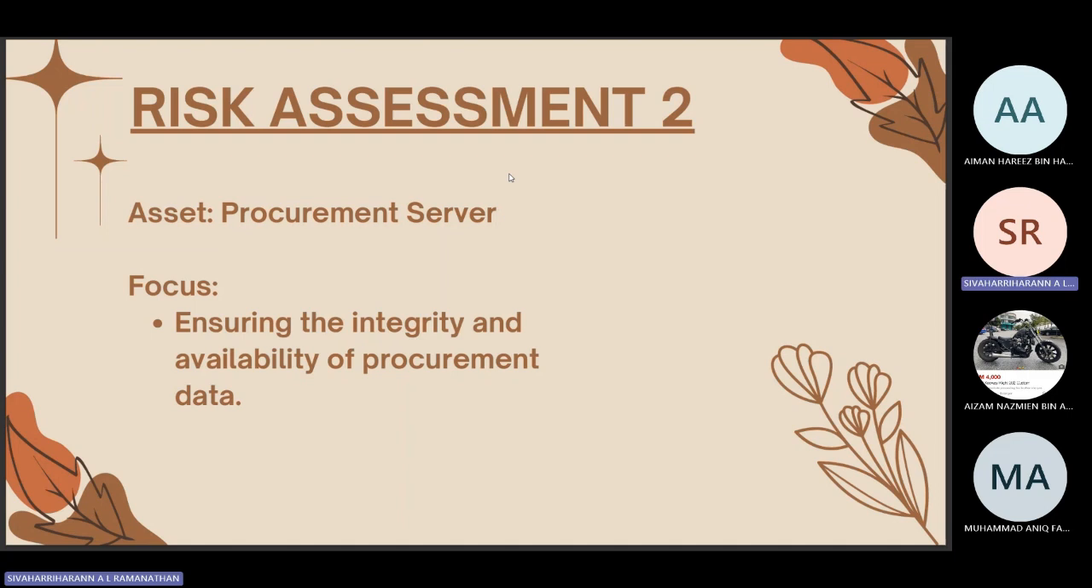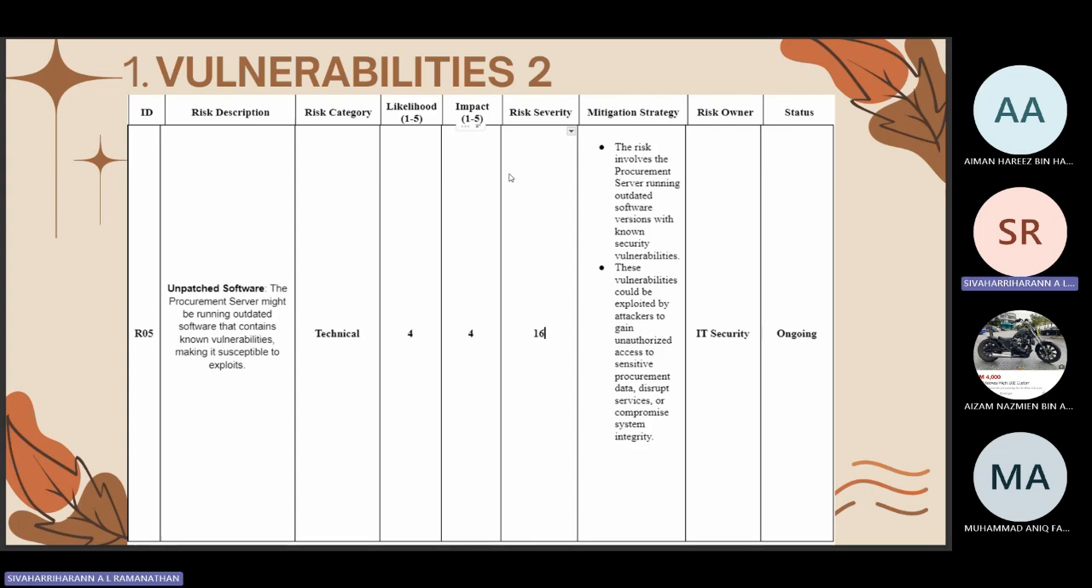So we are going to risk assessment 2, where the asset is the procurement server. So we'll be focusing on ensuring the integrity and availability of procurement data. So for the vulnerability part, which is unpatched software, the procurement server may run outdated software with vulnerabilities. Mitigation includes rigorous patch management, regular vulnerability scans, and scheduled maintenance. So the risk category is technical, likelihood is 4, impact is 4, risk severity is 16. So the risk owner is IT security, status is ongoing.